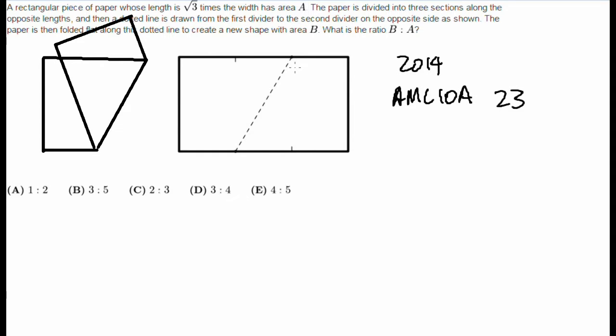Hey guys, I'm here back with another math video. Today we're going to be doing more paper folding. This time it's going to be from AMC 10A of 2014, number 23.